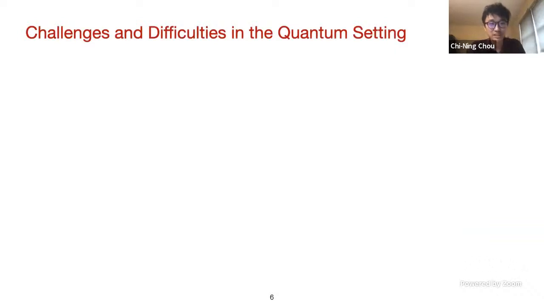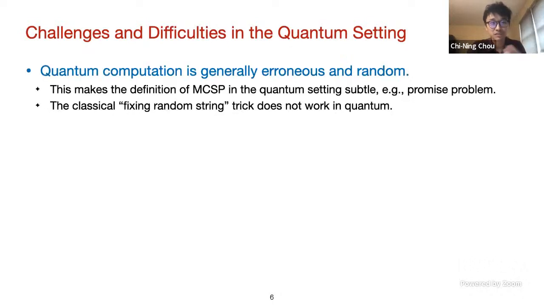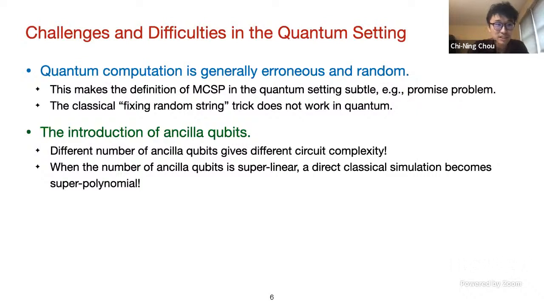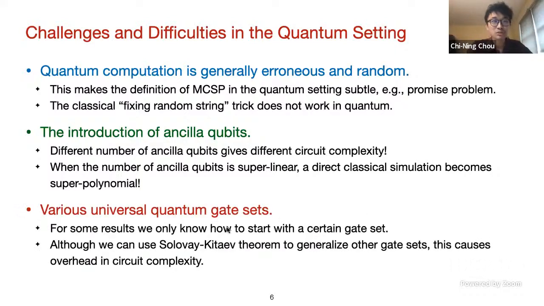Also, the study of MCSP in the quantum setting is not immediate or trivial. There are still lots of barriers we need to conquer, and here I just listed three big categories. Quantum computation in general is erroneous and random, as opposed to classical Boolean circuits. The introduction of ancilla qubits also turns out to be a little bit subtle. And lots of our results turn out to be specific to the gate set choice of the quantum circuits, which is also quite weird. I just want to give people a feeling that it's not an immediate extension from the classical setting. There are still some technical challenges.